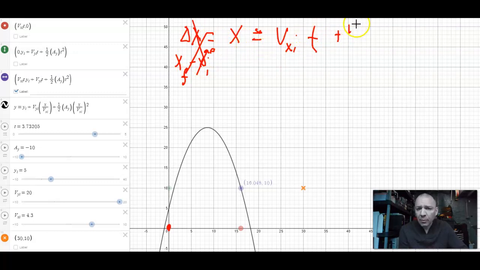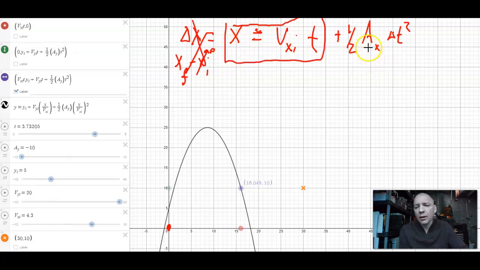And normally here we also have a plus 1/2 ax delta t squared. But when we say this is a constant velocity problem, what we're really saying here is that the horizontal acceleration is 0. So this is an important thing to remember. When we're talking about projectile motions, our horizontal acceleration is 0.